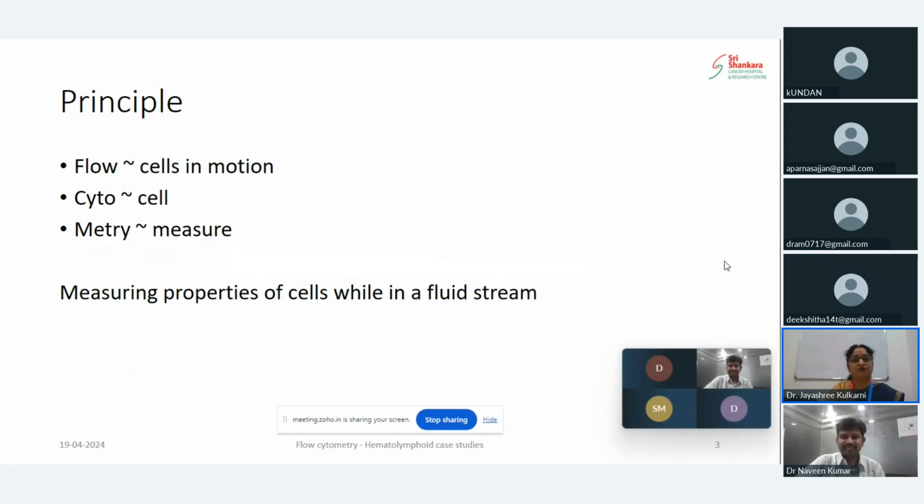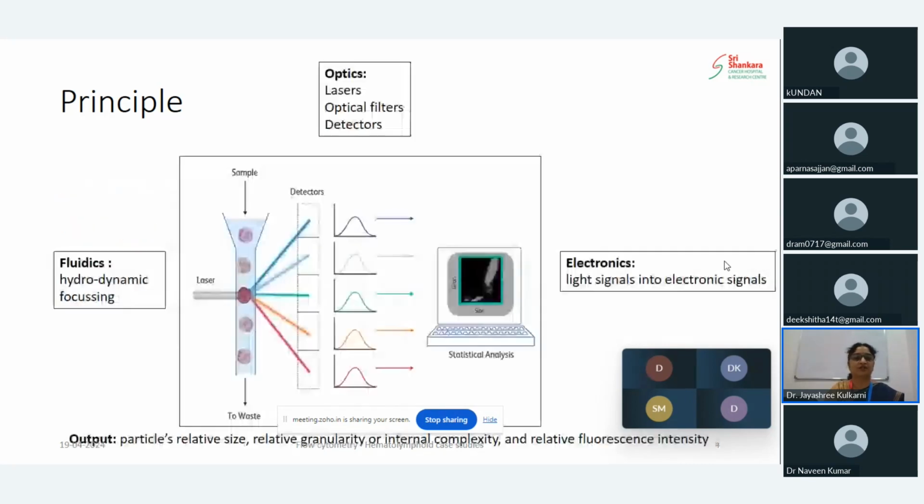Coming to the principle of flow cytometry, it is very simple: flow, cyto, and metry. Flow means the cells are in motion. Cyto is a cell. Metry is a measurement. So measuring the properties of cells while in a fluid stream is known as flow cytometry. So how does it happen?